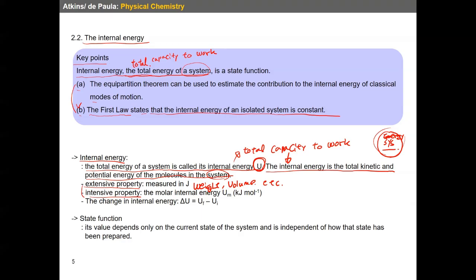So for example, pressure or temperature will not be changed by the number of molecules. The extensive property is usually measured in joules in thermodynamics. And the extensive property can be expressed as the molar internal energy, Um, and the unit is kilojoule per mole.